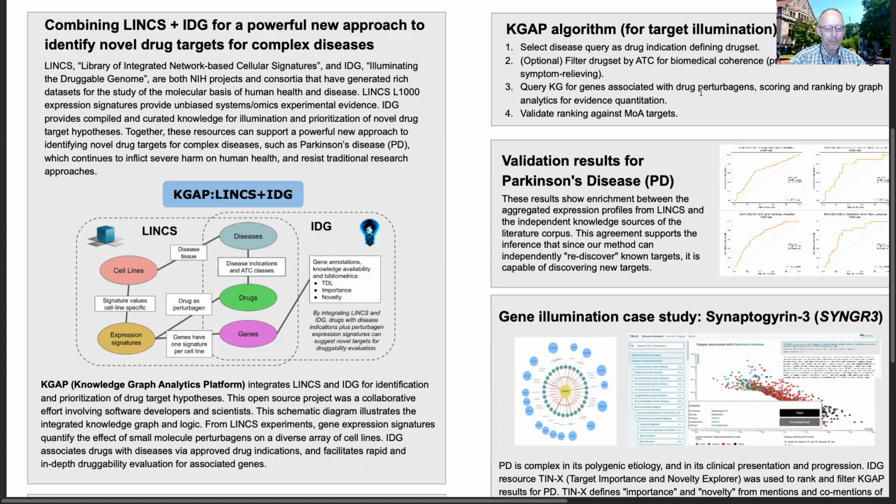Integrating LINCS and IDG, we built KGAP, Knowledge Graph Analytics Platform, for identification and prioritization of drug target hypotheses. This open source project was a collaborative effort involving software developers and scientists. This schematic diagram illustrates the integrated knowledge graph and logic. From LINCS experiments, gene expression signatures quantify the effect of small molecule perturbagens on a diverse array of cell lines. IDG associates drugs with diseases via approved drug indications and facilitates rapid and in-depth druggability evaluation for associated genes.